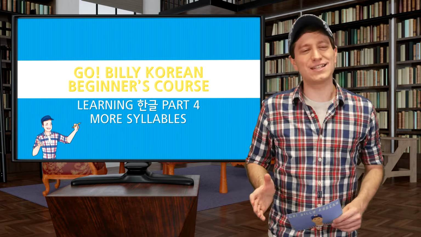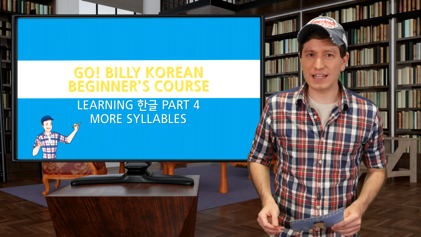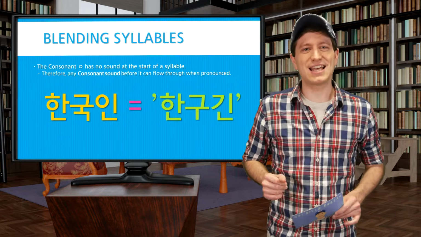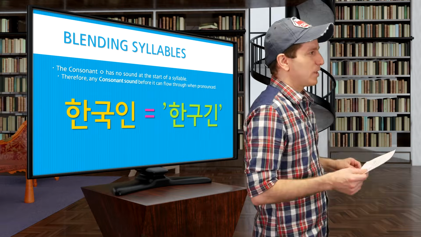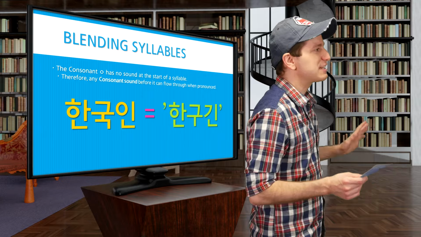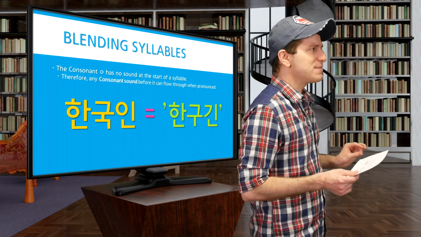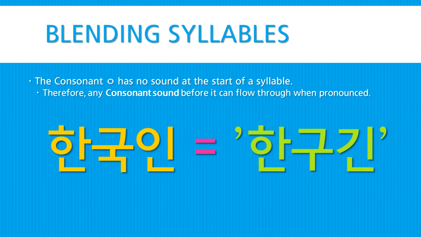For today's lesson, we're going to be taking a break from learning some new letters, and instead we're going to be talking more about how to use syllables in Korean. The first thing that we need to talk about is how to blend syllables together. Remember how I said that the empty consonant has no sound at the start of a syllable? Well, what if that syllable comes after a syllable that does have a sound at the end? Take a look at this example to see what I mean.